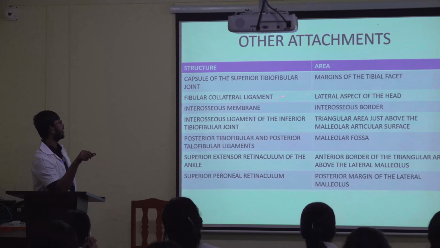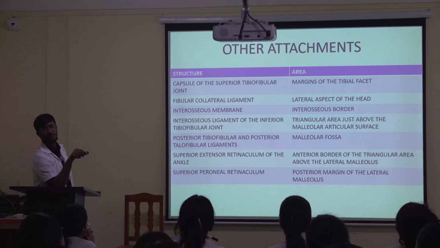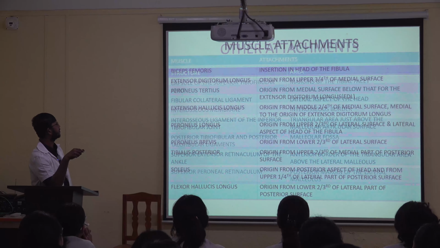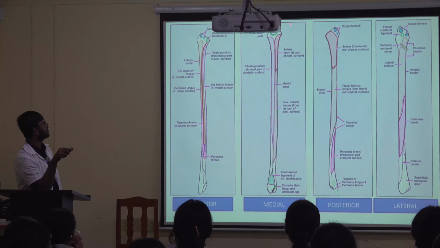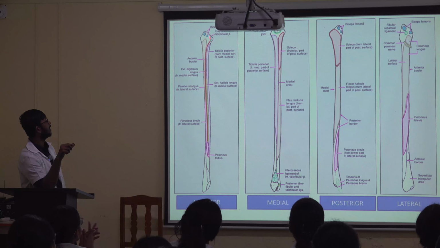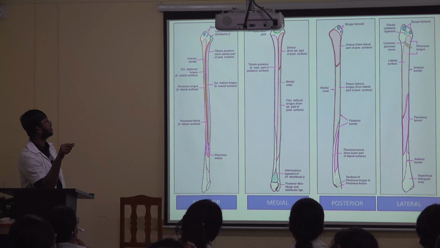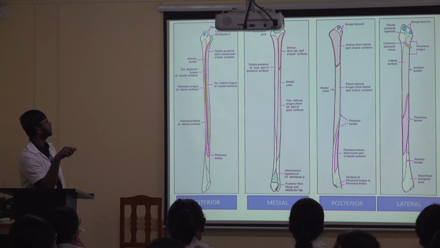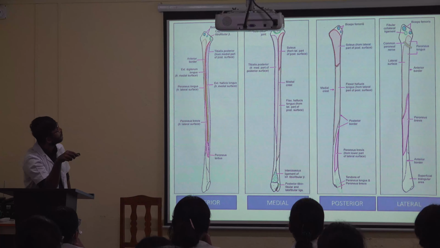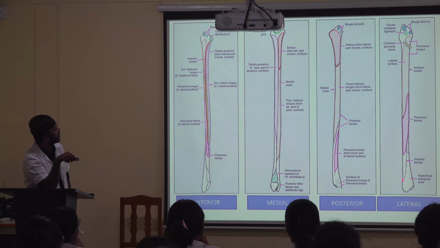Then the fibular collateral ligament is present on the lateral aspect of the head. If this is the head, almost in the lateral aspect, this part we are having the fibular collateral ligament. Always see the lateral malleolus; this is the lateral side. So almost lateral to the head, we are having the fibular collateral ligament.